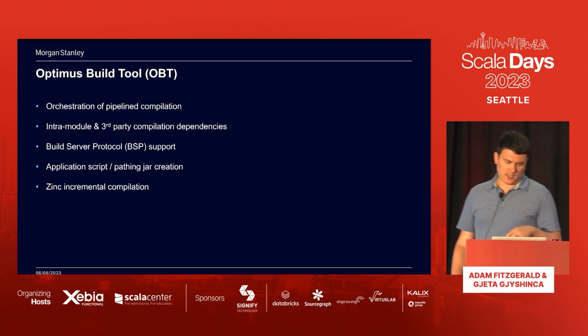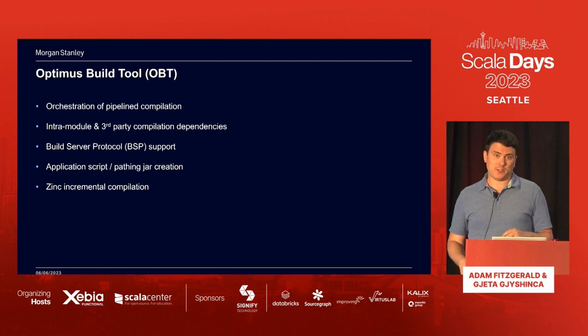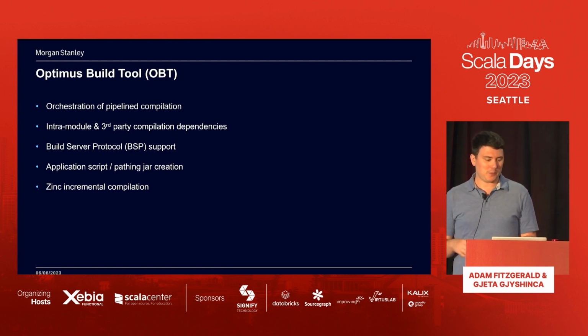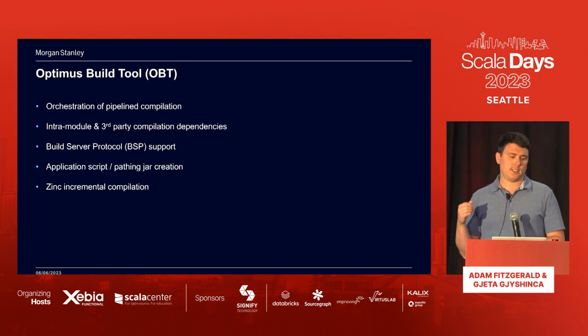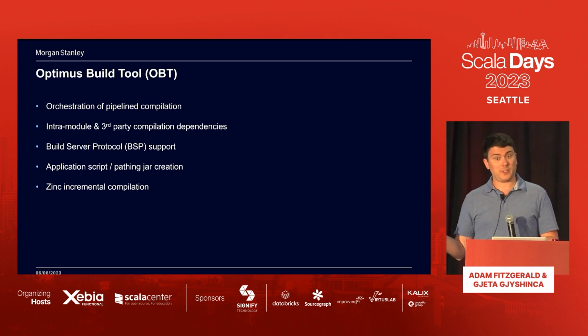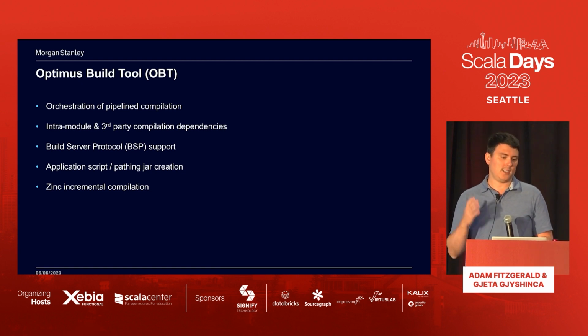Okay, so again, the version of OBT that Gjeta just built is very simplified. Obviously, it didn't even do compilation. In the real world, OBT does more than just orchestrate the pipeline compilation. We produce a bunch of different artifacts, primarily to be able to run the code, like application scripts and Docker images.